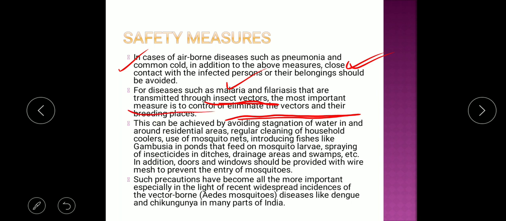We have to avoid stagnation of water in residential areas, like regular cleaning of the household cooler, and use mosquito nets and fishes like Gambusia. This is important: Gambusia fishes feed on mosquito larvae. Spraying of insecticides like DDT, etc. All these things will help us.